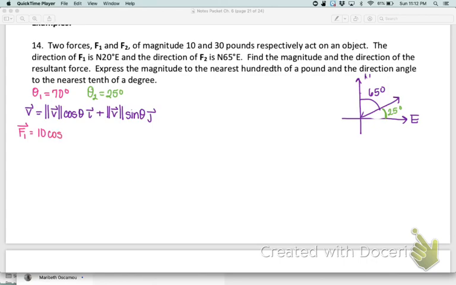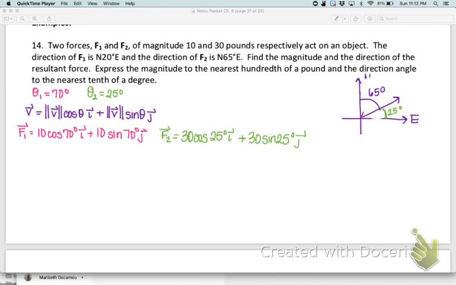The magnitude of F1 is 10 because they told us so. And then we have 10 times the cosine of 70 degrees, i, plus 10 times the sine of 70 degrees, j. And then F2, using the second angle, has a magnitude of 30, times the cosine of 25 degrees, i, plus 30 sine 25 degrees, j. That first one should be cosine, not sine. It's getting late.